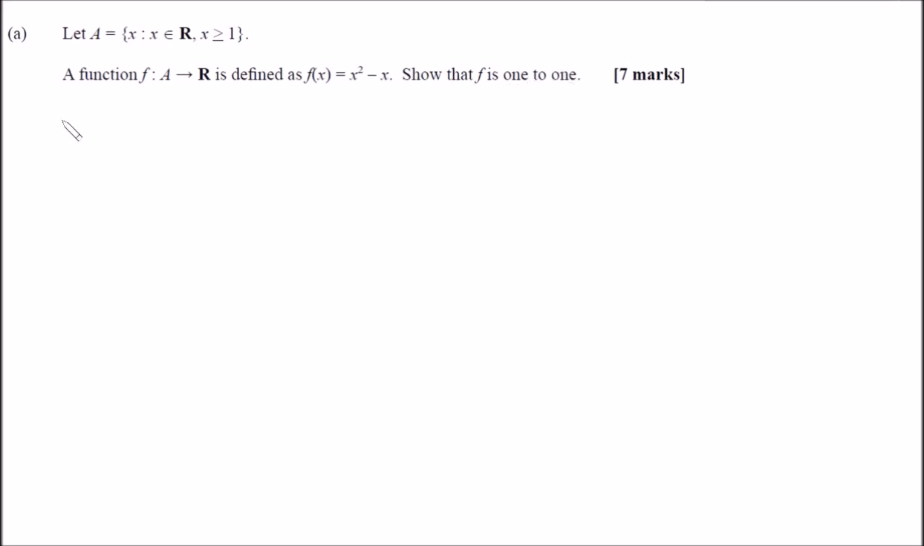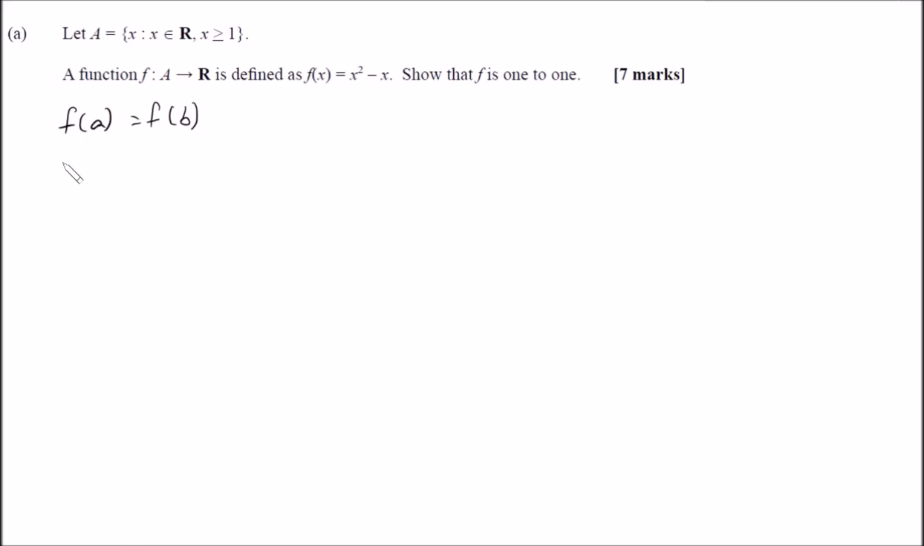Alright, we know that for f to be 1 to 1, f of A equals f of B should, after some working, imply that A equals B. So this is our objective, to get that A equals B. Now let's see how we can go about doing that.